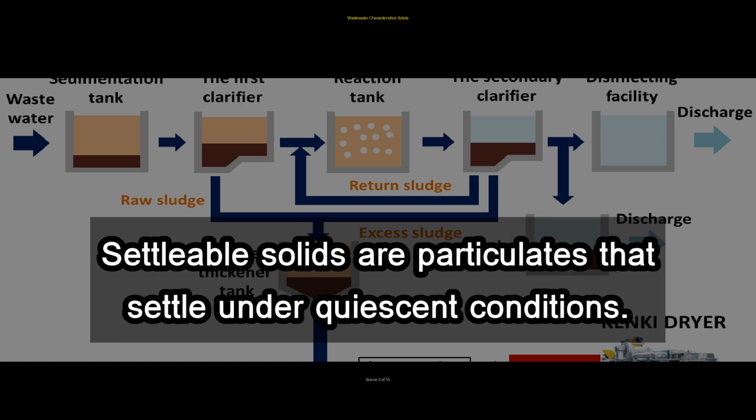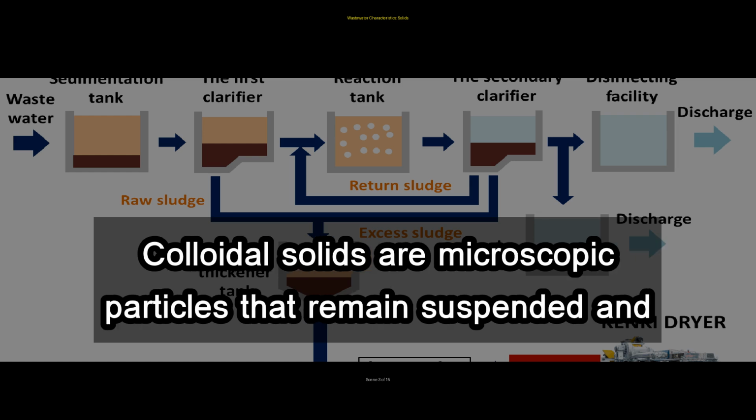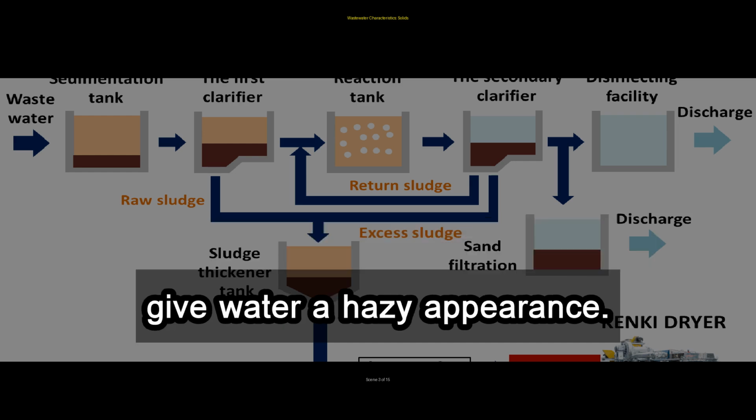Settlable solids are particulates that settle under quiescent conditions. Colloidal solids are microscopic particles that remain suspended and give water a hazy appearance.